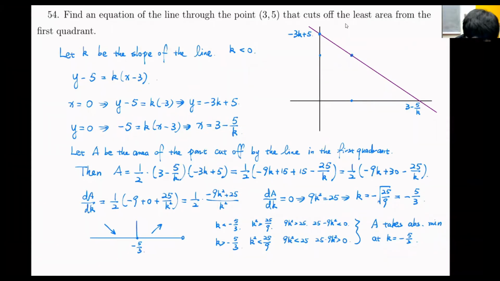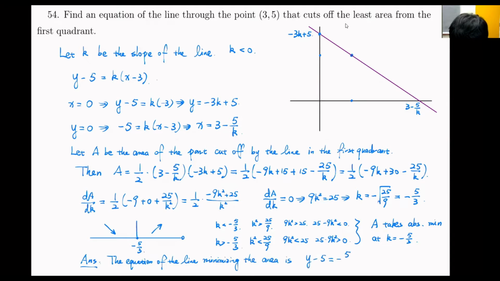Okay, let's see what we are looking for. We are not looking for the area, we are not looking for the k, we are looking for the equation of the line. So when you formulate your answer, please make sure you answer the correct question. The answer to this question, the equation of the line minimizing the area, is y minus 5 equals minus 5/3 times x minus 3.